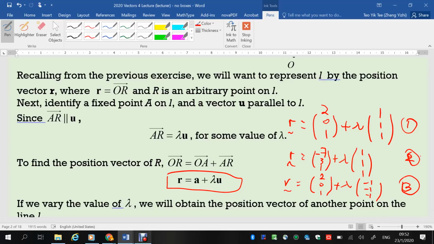Which lines are the same lines? 1 and 3, right? Is 2 the same as line 1? What is the characteristic between these two lines? They are parallel, but they start from different points. Okay? So in a 3D space, what does it represent?